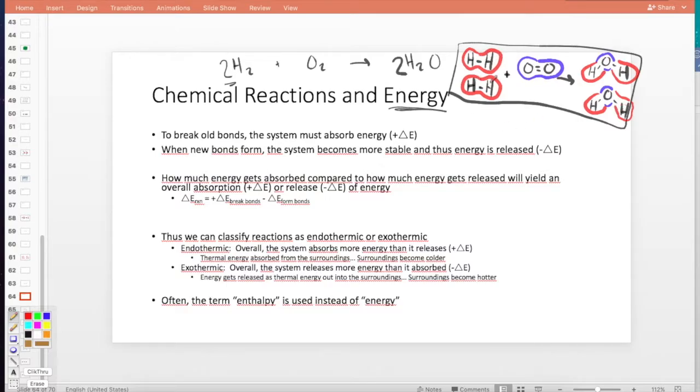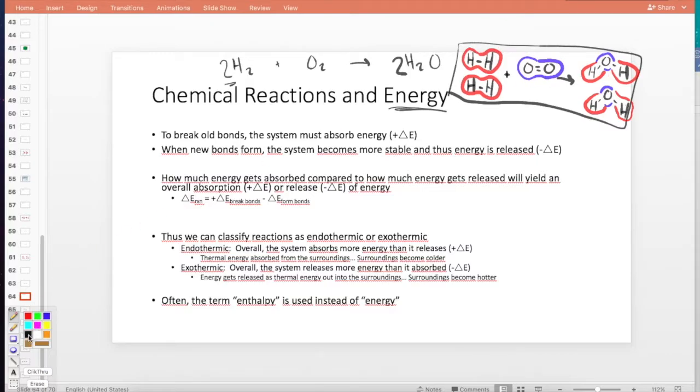1, 2, 3, 4 hydrogen atoms. 1, 2, 3, 4 hydrogen atoms. 1, 2 oxygen atoms. 1, 2 oxygen atoms. That's a chemical reaction. And that's how we model it, using chemical equations, particle diagrams, etc.